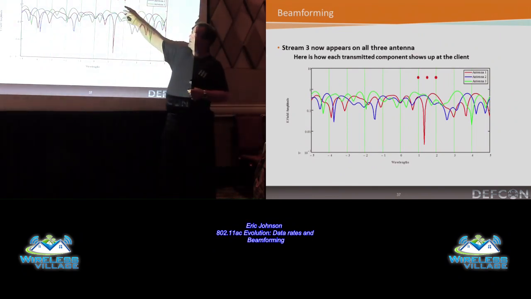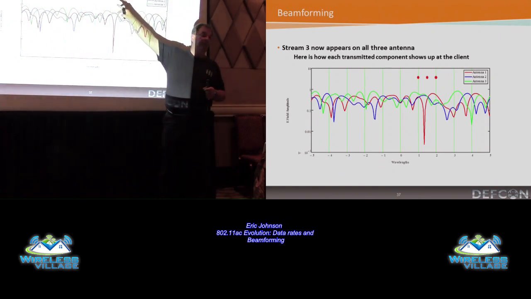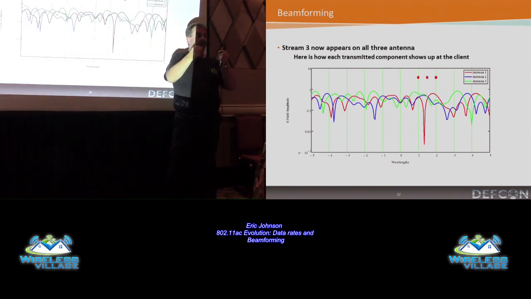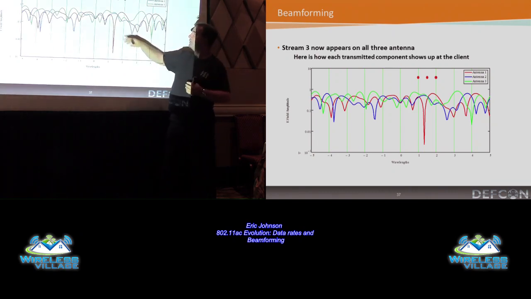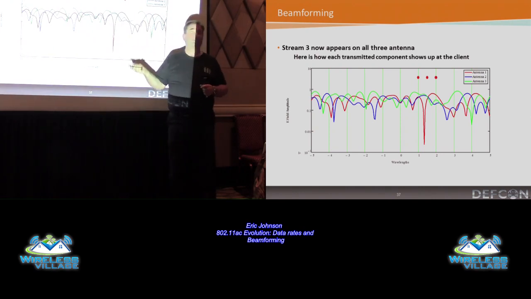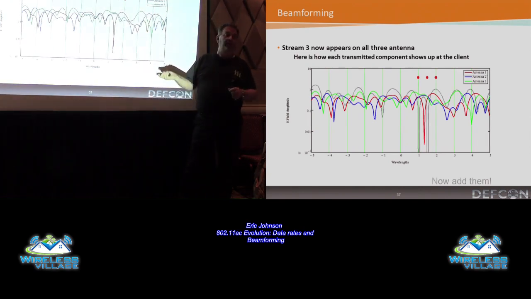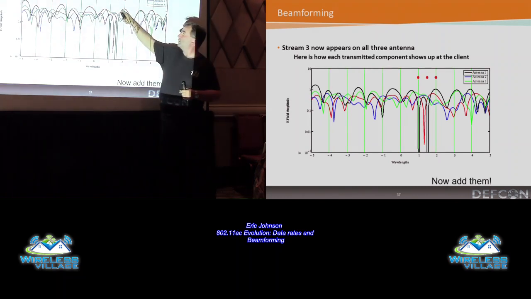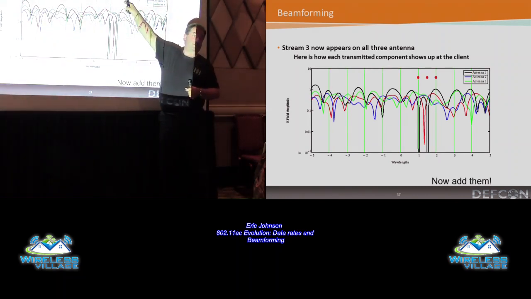So now what I've done here is I've just isolated stream 3. This is after the beamforming. I'm sending the same information over all 3 antennas, and I'm weighting it on amplitude and phase. So these are the 3 signals that show up. That doesn't look like much, but remember this is vector math. So what happens when I add them all together? You get this. Stream 3 shows up at the client's antenna 3, and these 2 are nulled out. This is a really, really important result.